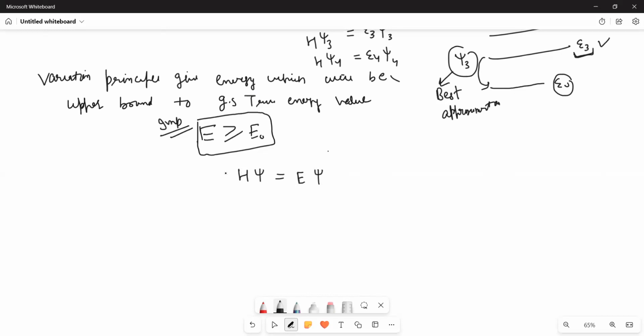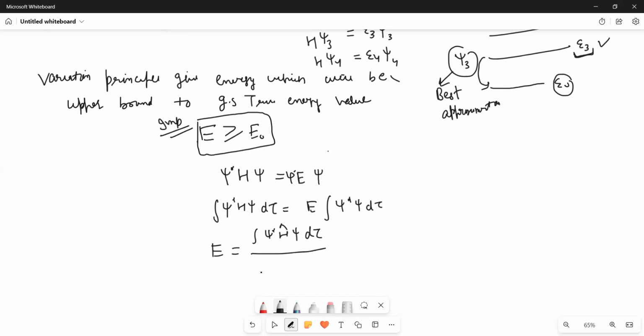What we do is multiply on both sides by psi star and integrate the equation on both sides. E is the energy, which can be taken out from the integration sign. Here we get the integral of psi star psi d tau. So energy E equals the integral of psi star H cap psi d tau divided by the integral of psi star psi d tau. In this way, we find out the energy by using the variation principle.